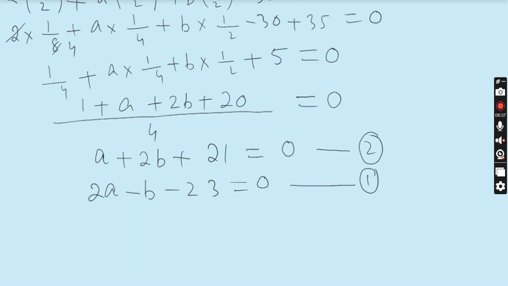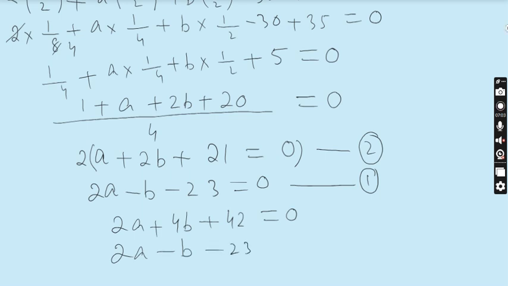You can apply any method, substitution method or elimination method. So I always prefer elimination method. Multiply this whole equation by 2. So it is 2a minus 4b minus 42 is equal to 0. The other equation is 2a minus b minus 23 is equal to 0.